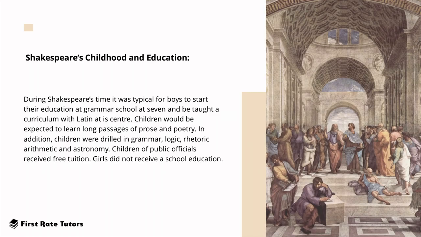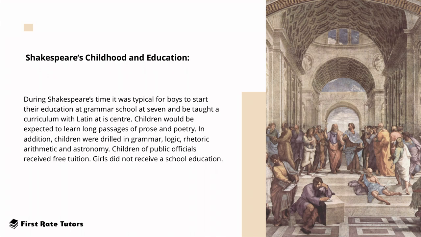Now, when it comes to William Shakespeare's childhood and education, during his time, it was typical for boys to start their education at a grammar school at 7 years old and be taught a curriculum with Latin at its centre. Children would be expected to learn long passages of prose and poetry, and in addition, they were drilled in grammar, logic, rhetoric, arithmetic, and astronomy.